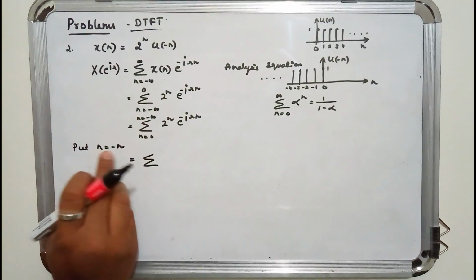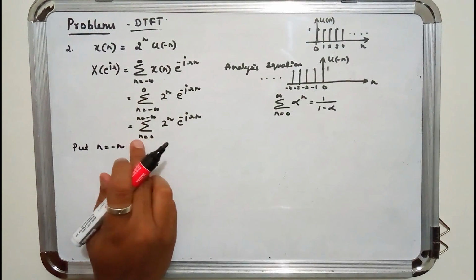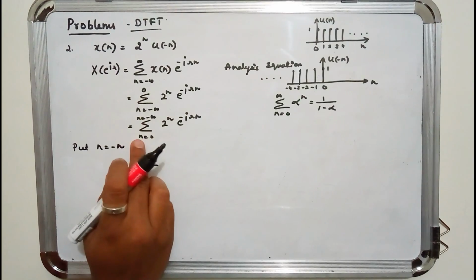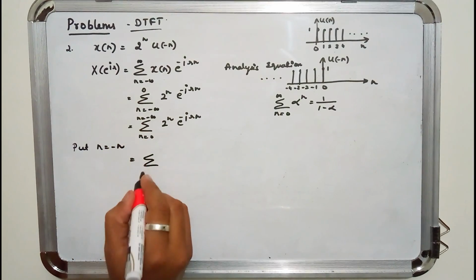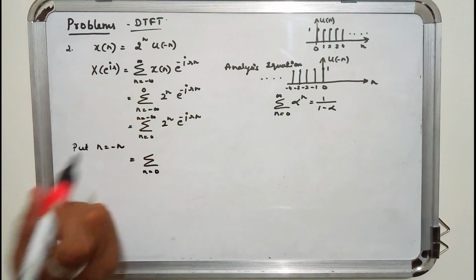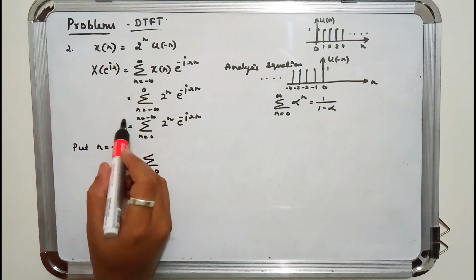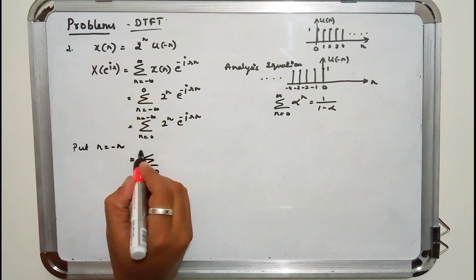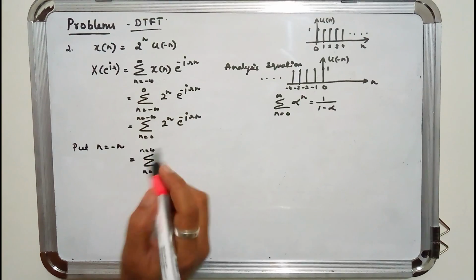So n is equal to minus n. When n is equal to 0, minus n will also be 0, since I am replacing n by minus n. So minus n is equal to 0, that means n is equal to 0. When n is replaced by minus n, minus n is equal to minus infinity, so n is equal to infinity.